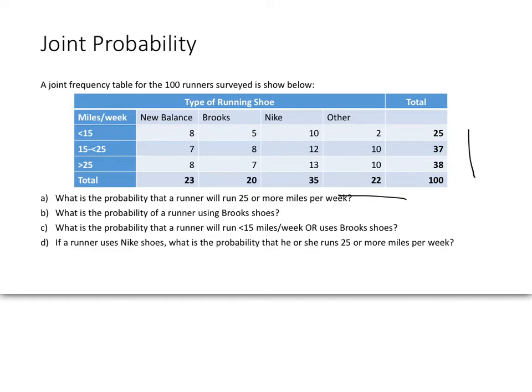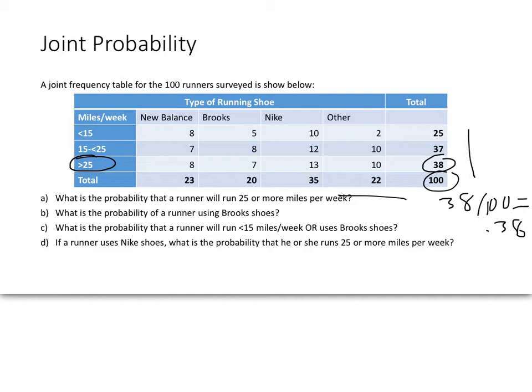Okay, so we're looking for the probability that a runner will run 25 or more miles a week. In this case, we're looking at this row. It should probably say more than 25 miles a week, but that's what we're looking for, and we've got a total of 38 out of 100. So 38 out of 100 is 0.38. So there's a 38% chance that a runner in this sample will have run 25 or more miles per week.